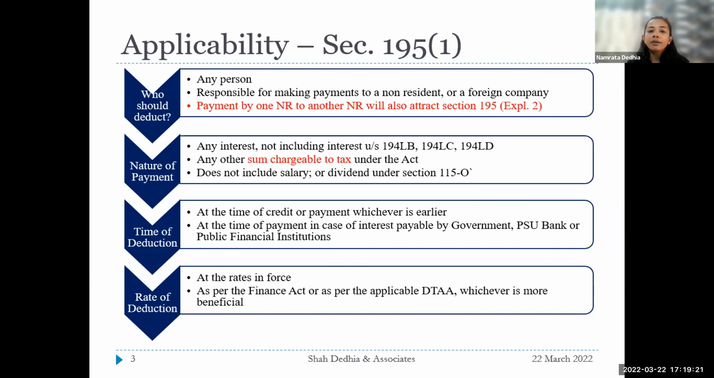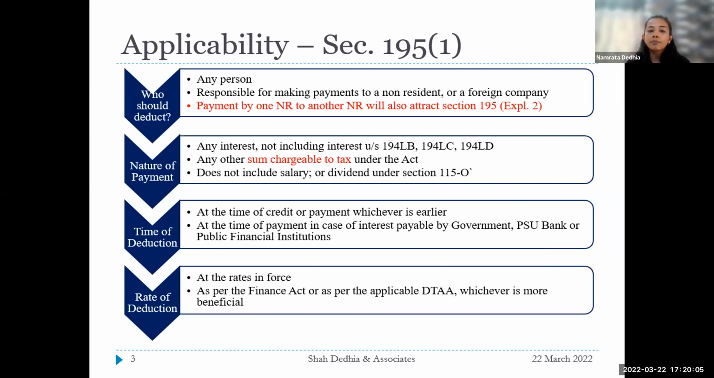Not just that, even when payments are being made by one non-resident to another non-resident, Explanation 2 states that it will also attract TDS under 195. Of course, payments by one non-resident to another non-resident which are completely outside the gamut of the Income Tax Act will not attract TDS. It is when the Income Tax Act becomes applicable to that amount, and the amount is a sum chargeable to tax under the Act, that 195 will be attracted. But the fact that the payment is being made outside India between two non-residents is by itself not a reason to not apply section 195 and not deduct TDS on that particular payment.